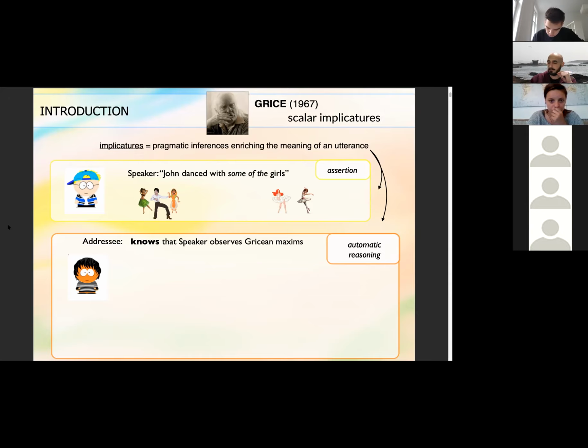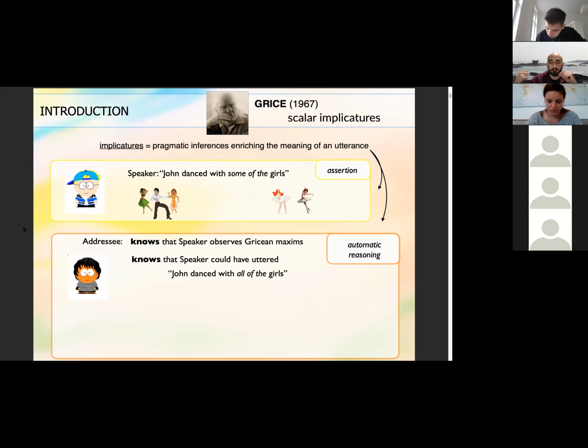Again, this is quite interesting. We are not going to talk about all these maxims, but we are going to focus on the maxim of quantity. Why? Because it's very relevant for this kind of inferences. So let's say that our speaker said, John danced with some of the girls, okay? Now, the addressee assumes that the speaker is observing the Gricean maxims, right? And the addressee knows that the speaker could have uttered the sentence, John danced with all of the girls.